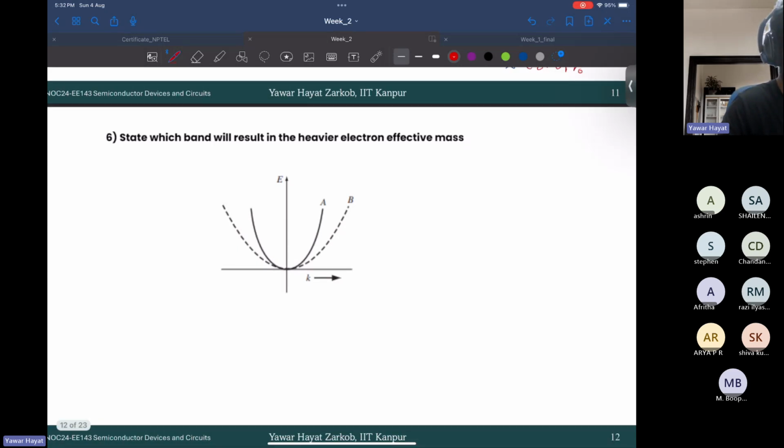So which band will result in the heavier electron effective mass, right? In the lectures, the professor taught about the concept of effective mass and how it is related to the band curvature, right? So you should be able to solve this one. Pretty simple question, but a conceptual one. Please attempt this.